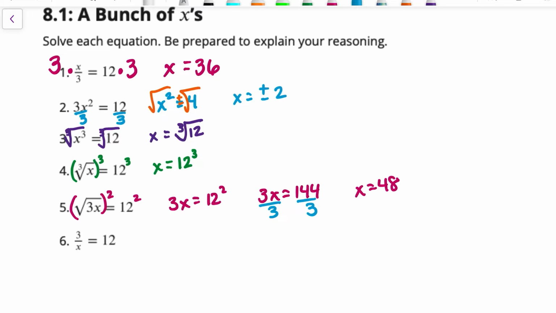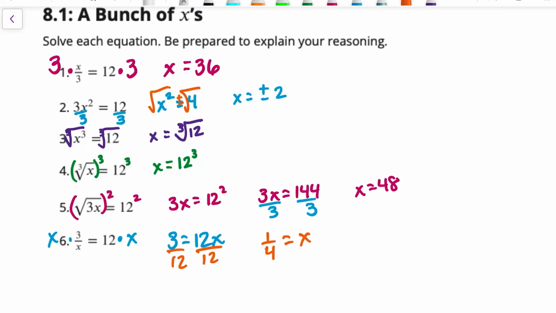So the first thing I would do is get rid of my fraction by multiplying both sides by x. So then I get 3 equals 12x, just so that way I don't have any fractions anymore. You have to bring that variable up from the denominator before you can do anything else. And then we're going to divide both sides by 12. And so x is 1/4 because 3/12 simplifies to 1/4.